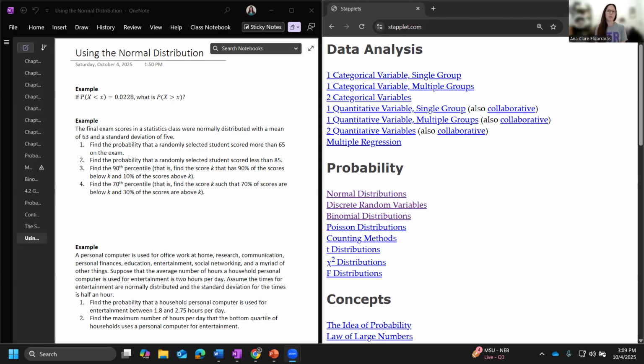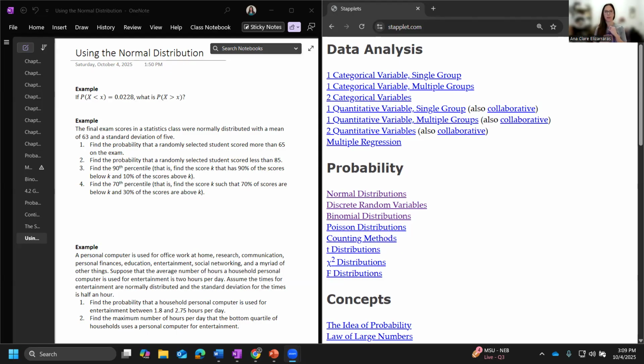We're going to be working with the normal distribution and specifically using technology and Stapplet to calculate with some examples. And I want to talk through how you read a problem and how you know what to do with it.